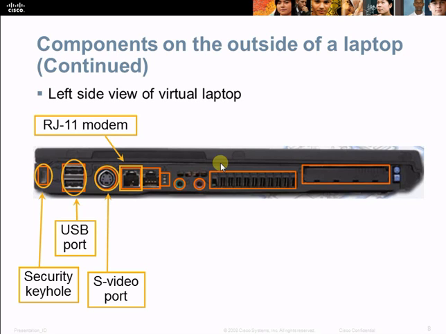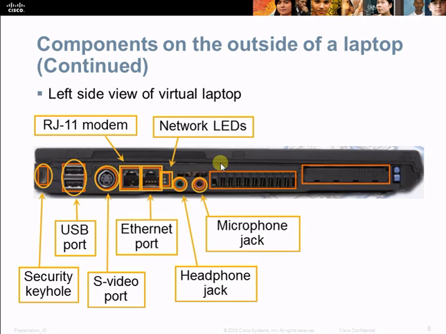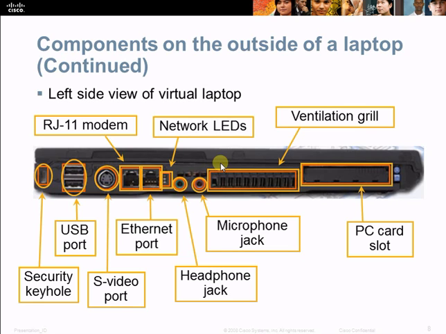RJ11 modem port for the phone. A lot of laptops are not having that today. Ethernet port to connect to a wired network. Our network LED to indicate that we're connected properly. Our headphone jack and microphone jack, again, these could be in different locations. Ventilation grill, very important since laptops tend to run hotter. PC card slot, a lot of laptops, this has been replaced with micro card slots.